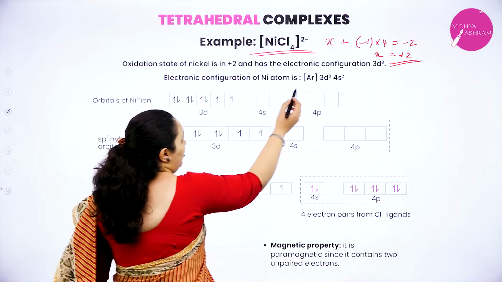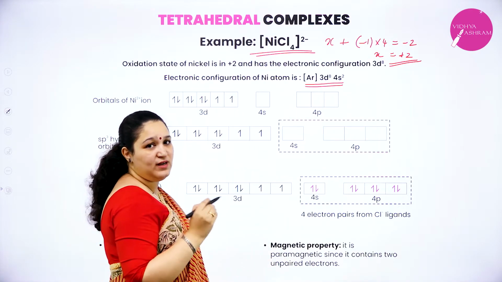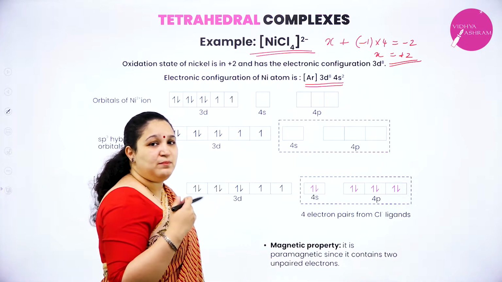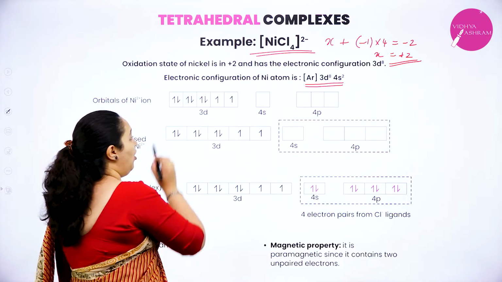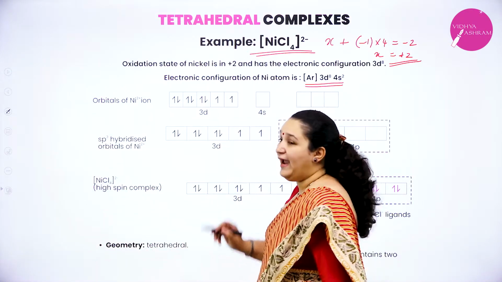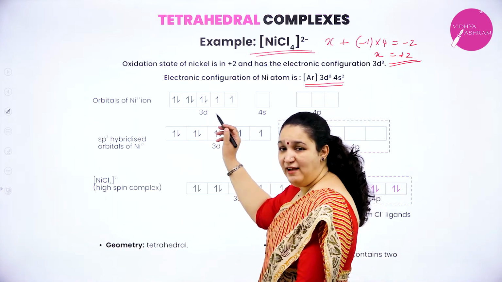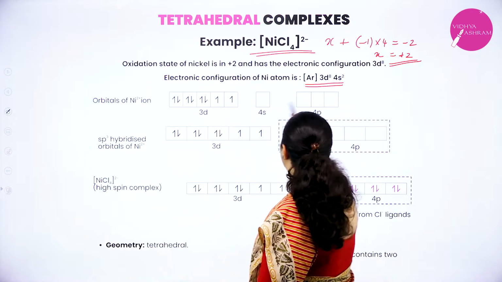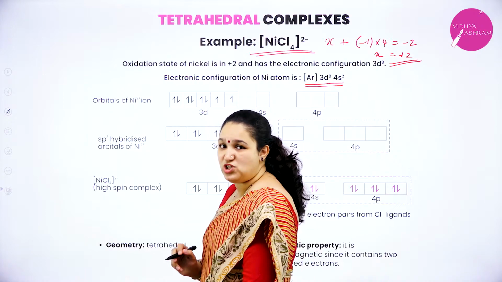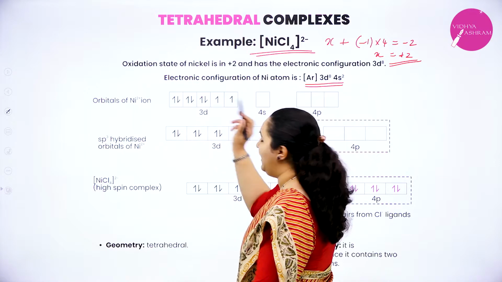So, its electronic configuration of the atom is argon 3d8, 4s2. As in this complex, nickel is in +2 state, its orbital will have 8 electrons. What is it? The 3d orbital will have 8 electrons. The 2 electrons are lost because it has got +2 charge. Okay. So, you can see 1, 2, 3, 4, 5, 6, 7, 8.